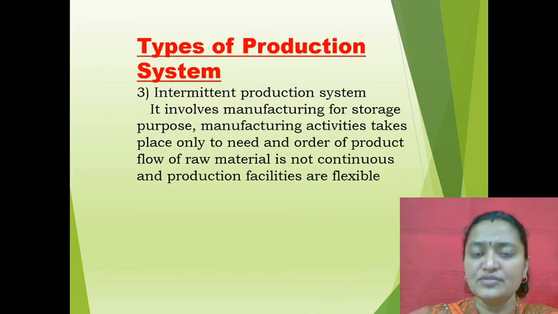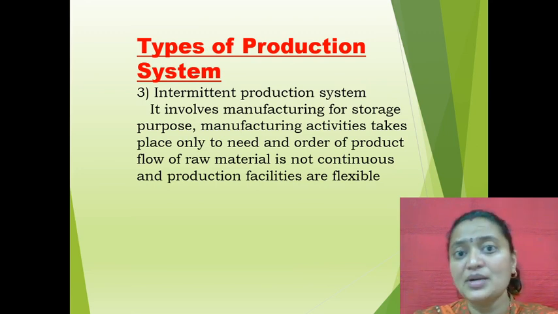So these were the types of production system. The third type which was there is the intermittent production system.